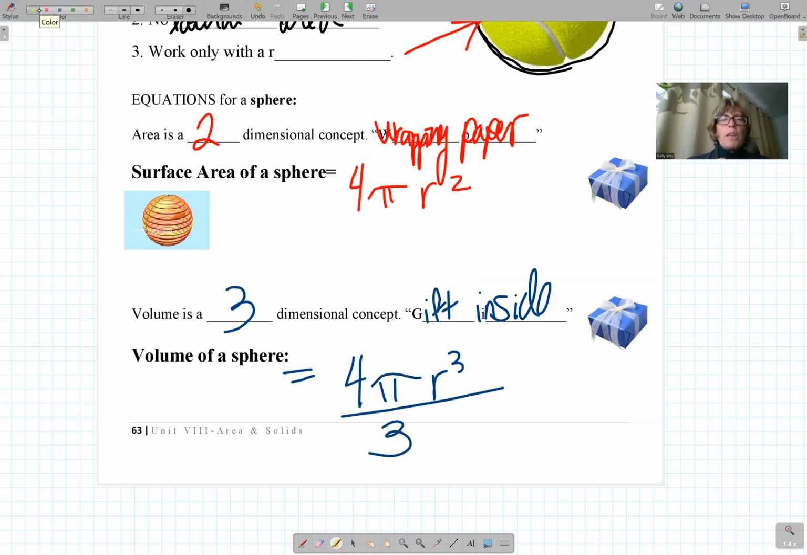Let me just point something out to you. Area is 2 dimensions, so we use r squared. Volume is 3 dimensions, so we use r cubed. Surface area of the sphere, 4 pi r squared. Volume of a sphere, 4 pi r cubed over 3. I'm not going to explain the r cubed over 3. That requires a half page of proofs. For the moment, we'll just roll with that. These must be memorized.